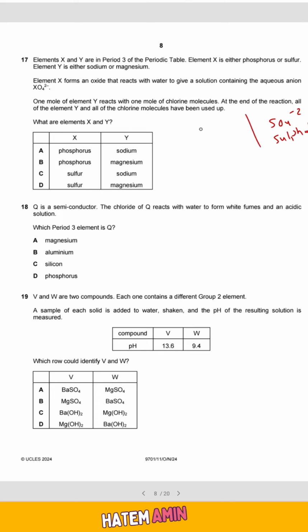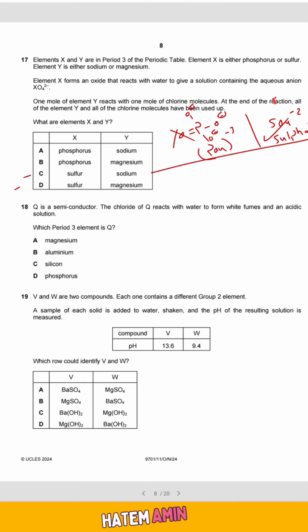But in case of phosphorus, phosphorus can react with oxygen this way to give PO4 3-. So it is not phosphorus, but it is sulfur. So one of C or D is correct.